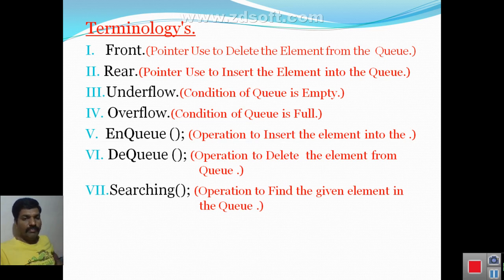Front and rear pointers. The front pointer, as I just said, is used to delete an element from the queue. The rear pointer is used to insert an element into the queue. Underflow condition says the queue is empty. Overflow condition says the queue is full. NQ is inserting an element. DQ is removing an element from the queue. Searching operation is to find the given element in the queue.